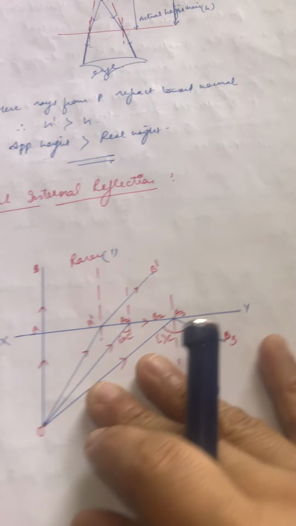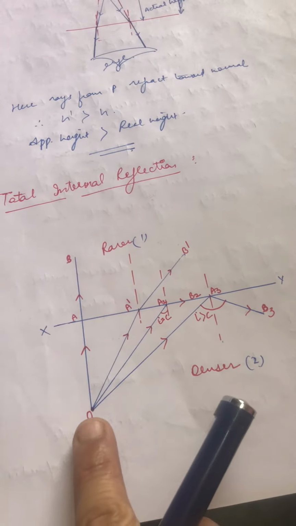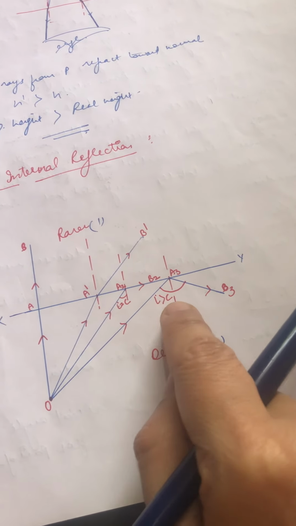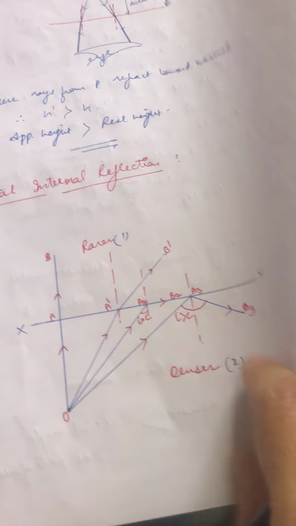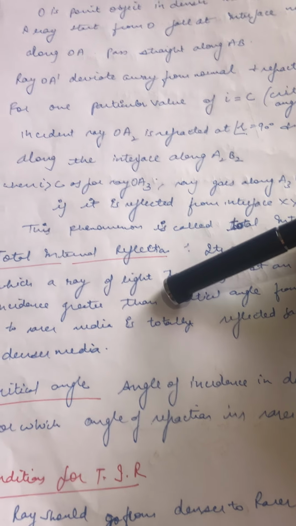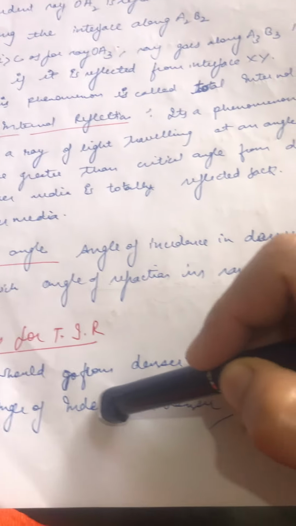What are the two conditions for that? The first condition is that the ray should go from a denser to a rarer medium. The second condition is that your angle of incidence should be greater than the critical angle. So you have to learn the definition of critical angle, total internal reflection, and the conditions also for this.